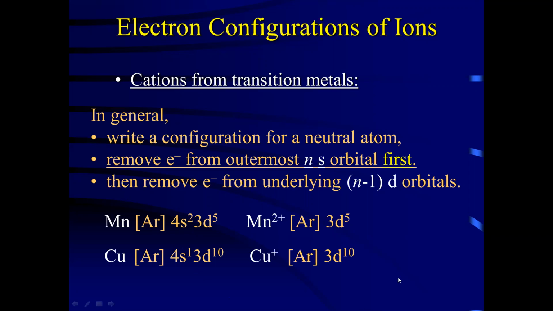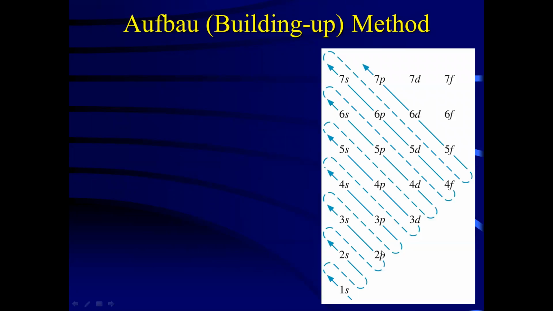So similarly, like copper. For the copper 1+ ion, this electron will be lost first, and then we start losing electrons from the d orbital. Even though the d orbital has a higher energy, you can think about that.